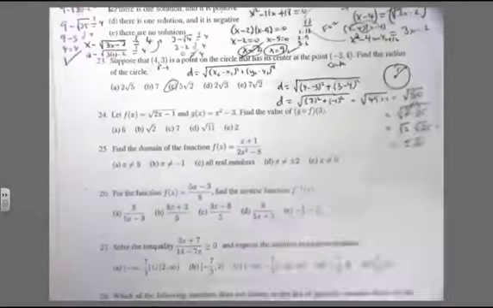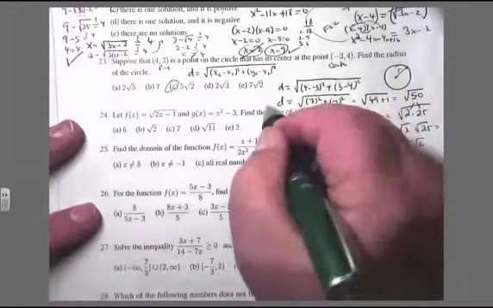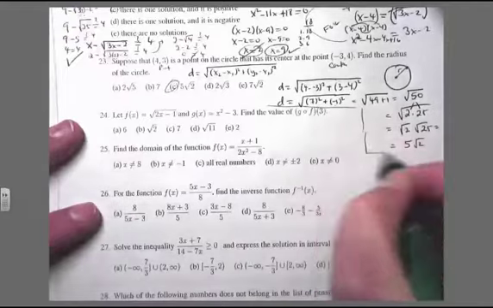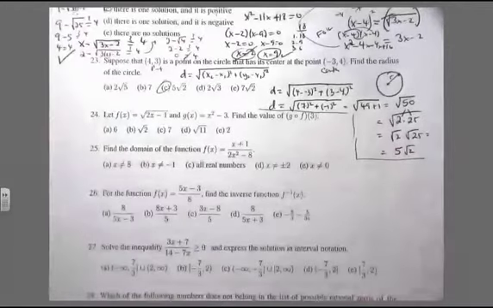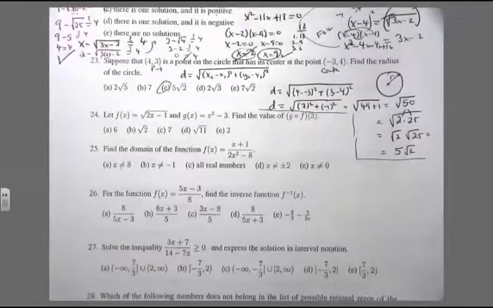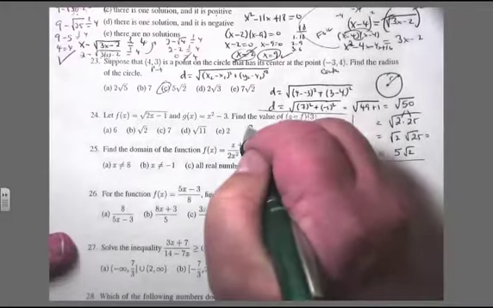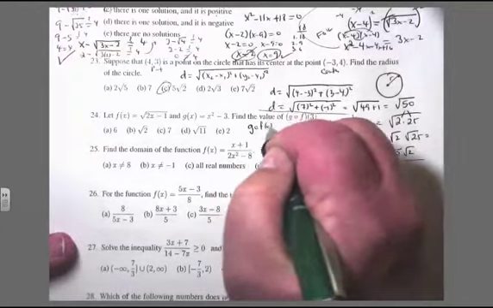Next problem here. Problem number 24. Find the value of, okay, first off, f of x is the square root of 2x minus 1, and g of x is equal to x squared minus 3. Find the value of g composed with f of 3. Before I find that, just for practice, and you should always do this, let's find what the function of g composed with f of x is.